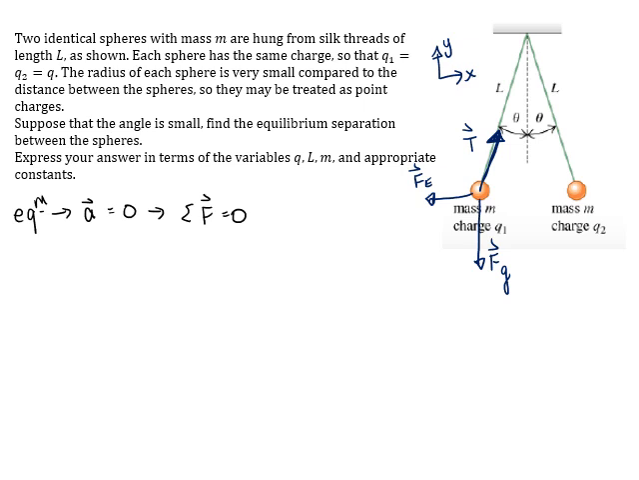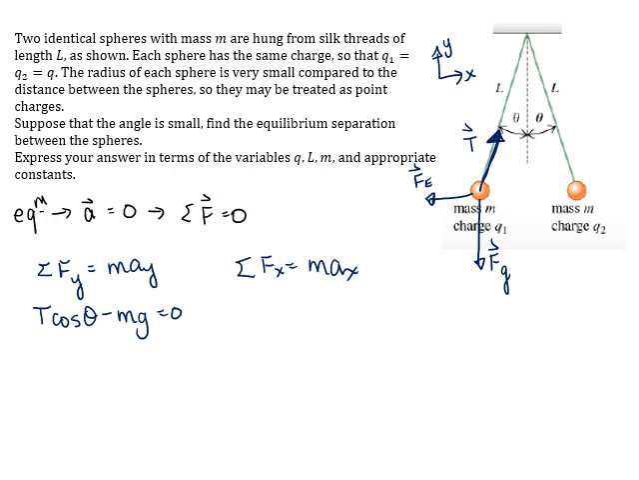So we've got the tension up, we've got gravity down, the electric force is to the left. We'll of course have to break them into components and do the net force in components. Sum of the forces in the y direction is mass times acceleration in the y. If you write out that equation, you should see that it brings you to T cosine theta minus mg equals 0. Then in the x direction, we have the sum of the forces in the x is mass times acceleration in the x. This equation should give you that T sine theta minus Fe equals 0.